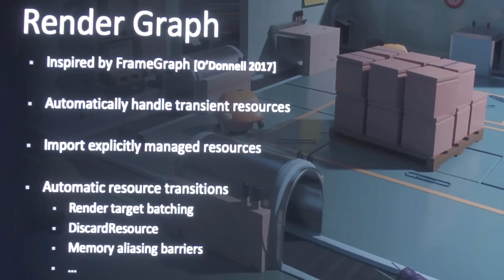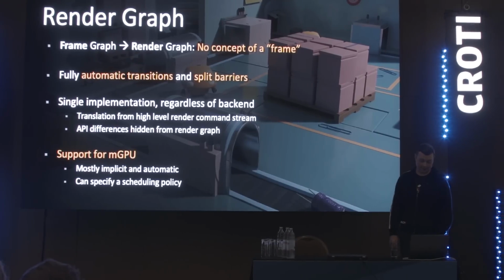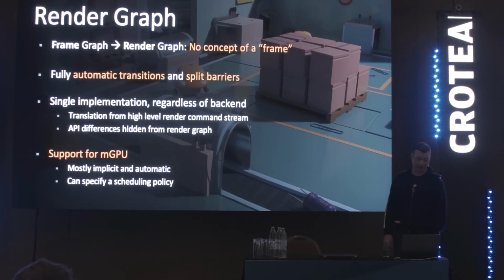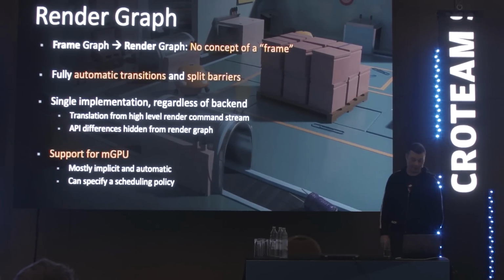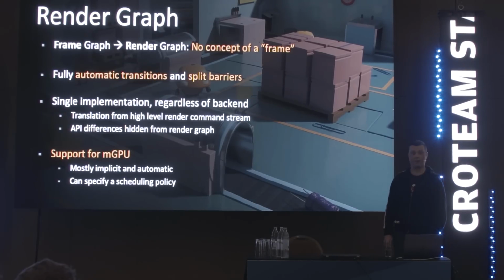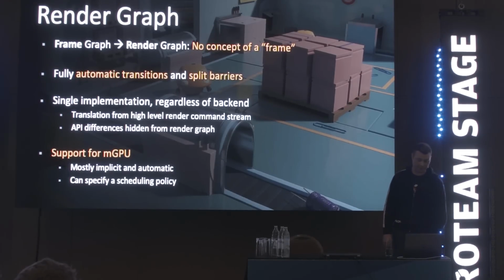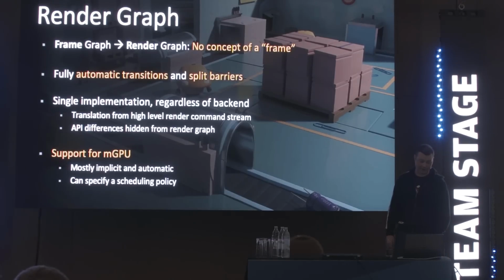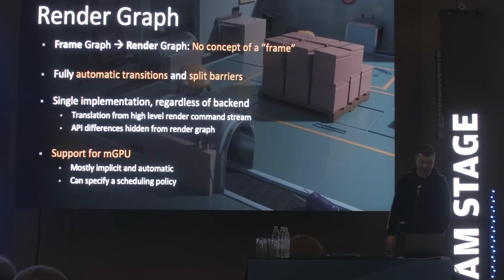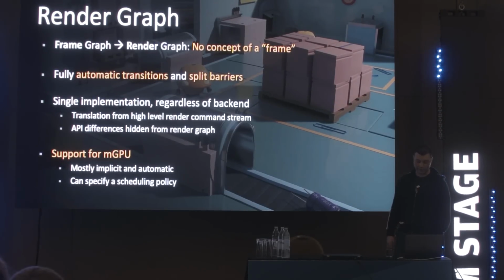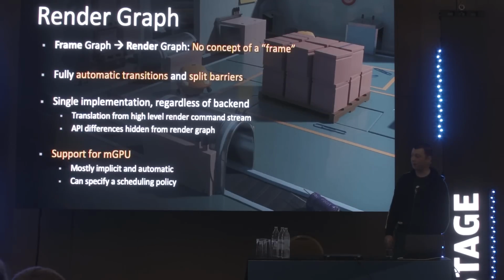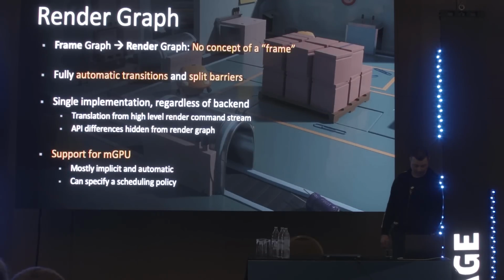We call our implementation render graph because we don't have the concept of a frame, as mentioned earlier. Our transitions and split barriers are fully automatic, and there is a single implementation regardless of backend. This is thanks to our high-level render command stream, which hides API differences from render graph. We also support multi-GPU, which is mostly implicit and automatic, with the exception of a scheduling policy you configure on a per-pass basis. This represents what device a pass runs on and what transfers are performed going in and out of the pass.